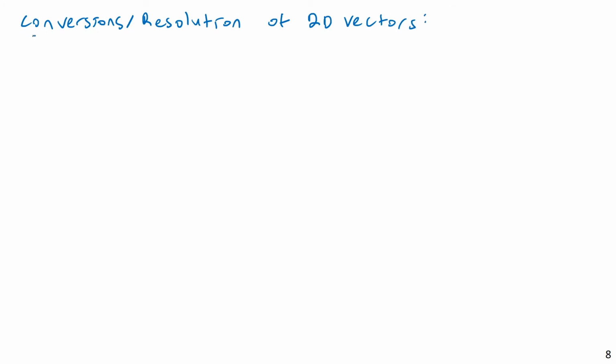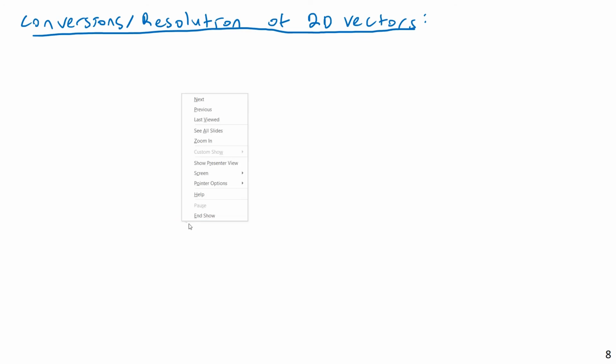And what I mean by this is, if I have vectors in polar form, how do I go to Cartesian form? If I have vectors in Cartesian form, how do I go to polar form? Or basically, how do I go back and forth on a whim between different forms of vectors? So let's just break this down into two cases.